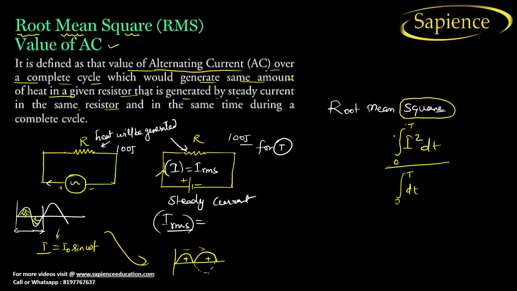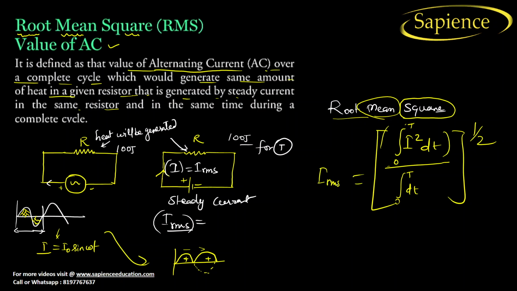First of all I have done the square, so this value is squared. Mean, when I divide by the total time period from 0 to T, we have got the mean. Now root, so just take the root here. This value is known as IRMS. We will solve this step by step so that you can understand how to get the IRMS value and reach the final result. Let us do it step by step.